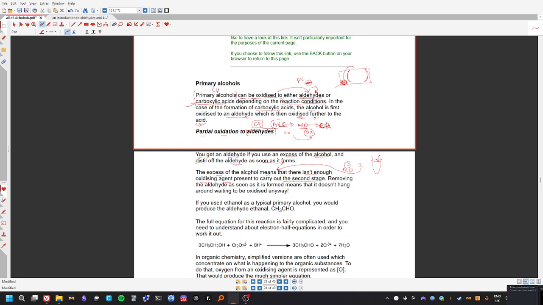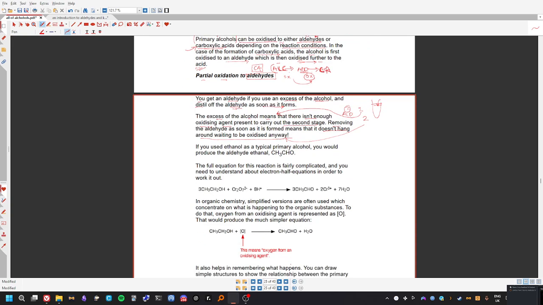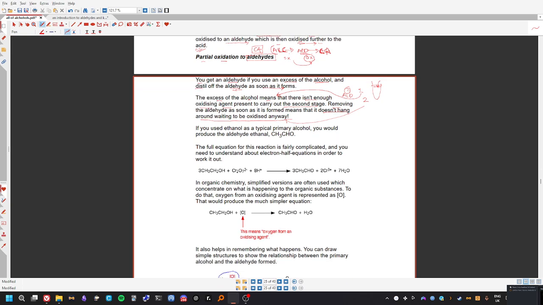And the second part is going to be just removing it as soon as possible so that it doesn't hang around waiting to be oxidized. So by the off chance it is oxidized, it doesn't, because you removed it as soon as it was made. Now if you oxidize ethanol as a typical primary alcohol, you would produce the aldehyde ethanal. It's pretty simple to understand.